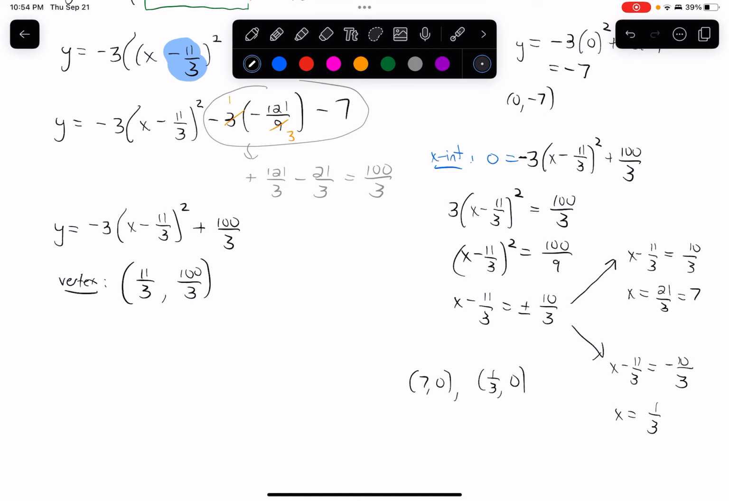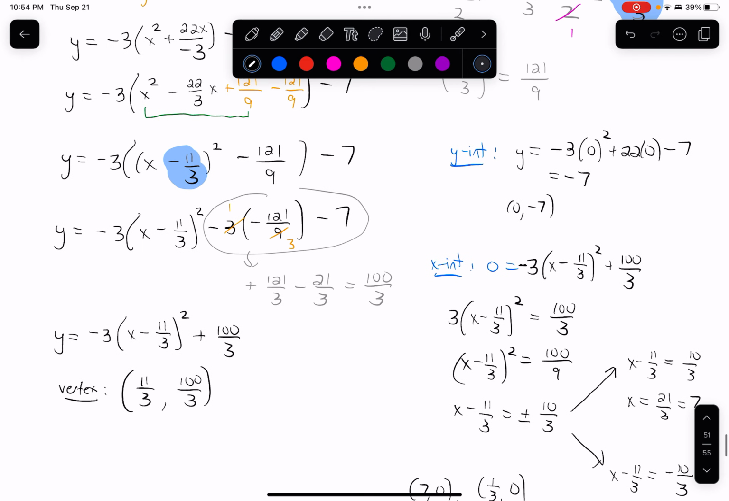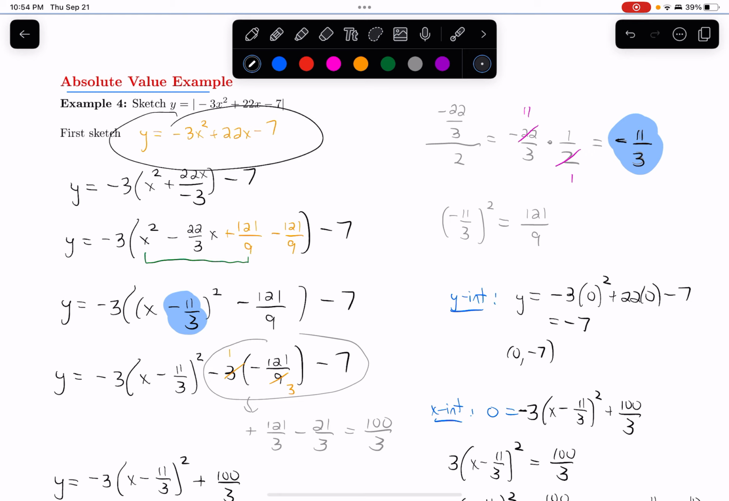For this problem, it turns out that if we had set y equal to 0 in the original equation, it would have been just fine, because it turns out it does factor.